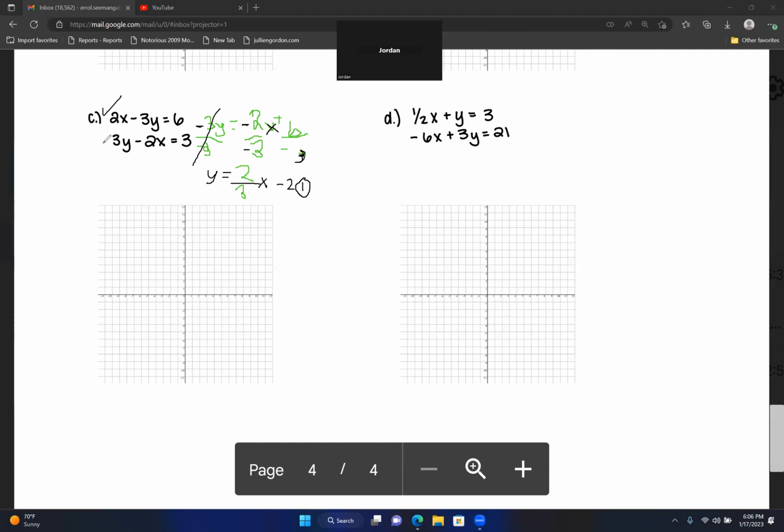What are we going to do with this one? Write it in y-intercept form. Yeah, exactly. Solve it for y, in other words. Yep, solve that one for y. And do it on the side here, maybe.